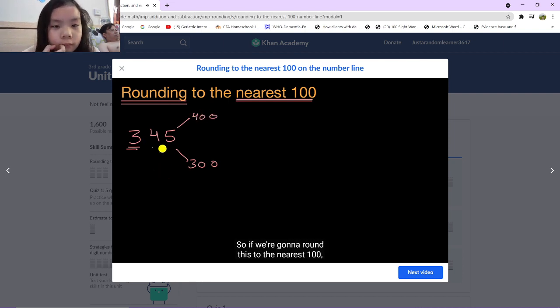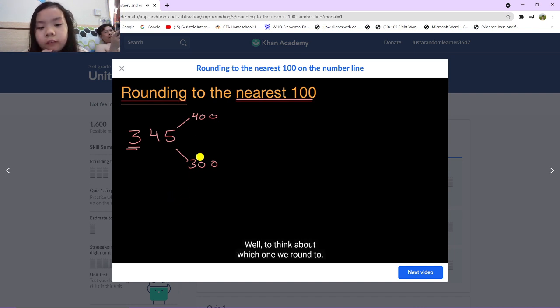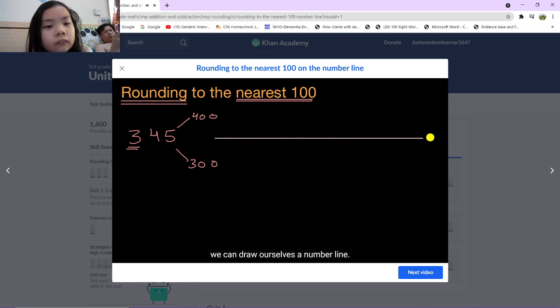So if we're going to round this to the nearest 100, it's going to go to one of these two. Well, to think about which one we round to, we have to think about whether 345 is closer to 400 or closer to 300.